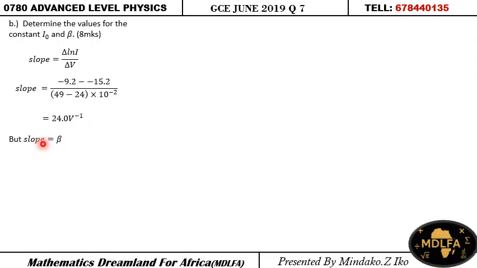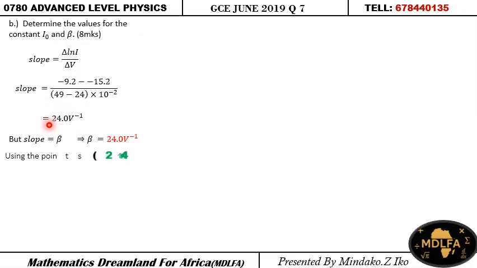But my slope is just equal to my beta. My slope is my beta, as I earlier explained in the previous slide. So if my slope is equal to my beta, it simply implies that beta is equal to 24.0 per volt. Okay, so that is it. And now we have to calculate I naught. So how are we going to calculate I naught?